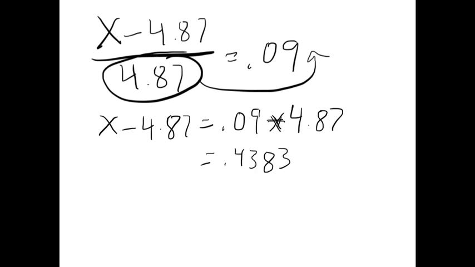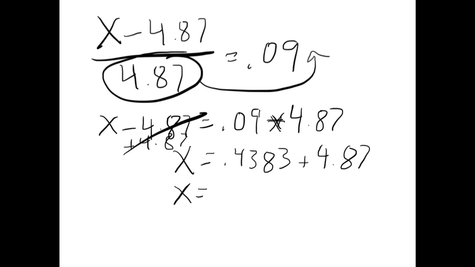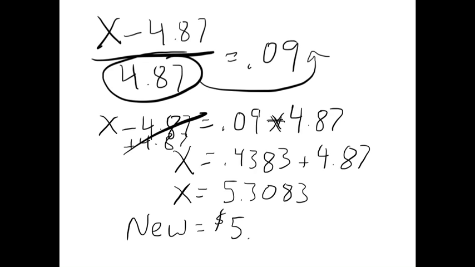On the left-hand side of this equation, in order to get rid of that $4.87 over there, what I'm going to do is add $4.87, giving me cancellation, but I have to add it on this side, leaving me with just X. So I know that X, which is the new price, equals 5.3083, which tells me with a little bit of rounding that the new price, the price that he's going to sell it for after the 9% increase, and we're talking about money here, is $5.31. Approximately, because of rounding error, but that's the right answer.